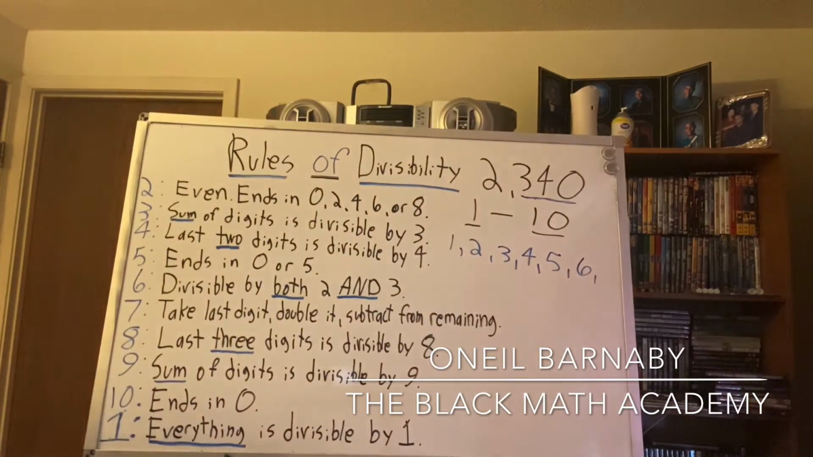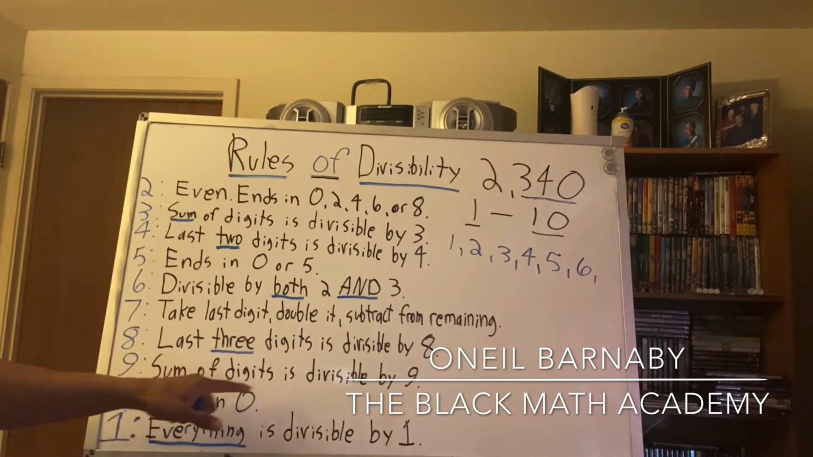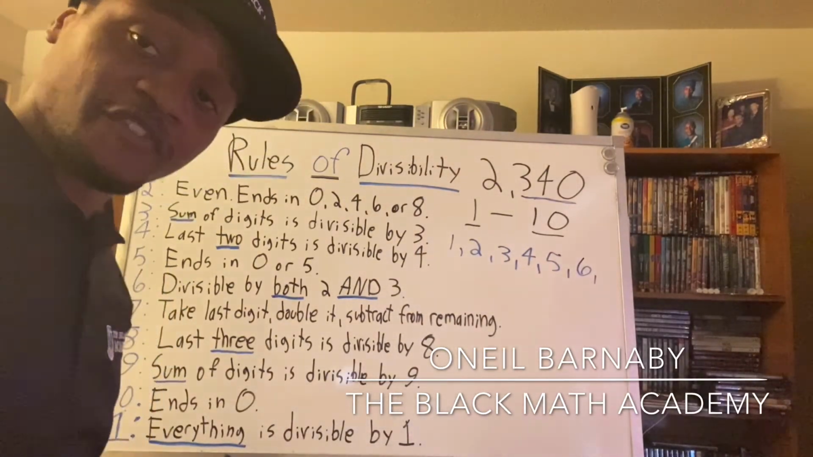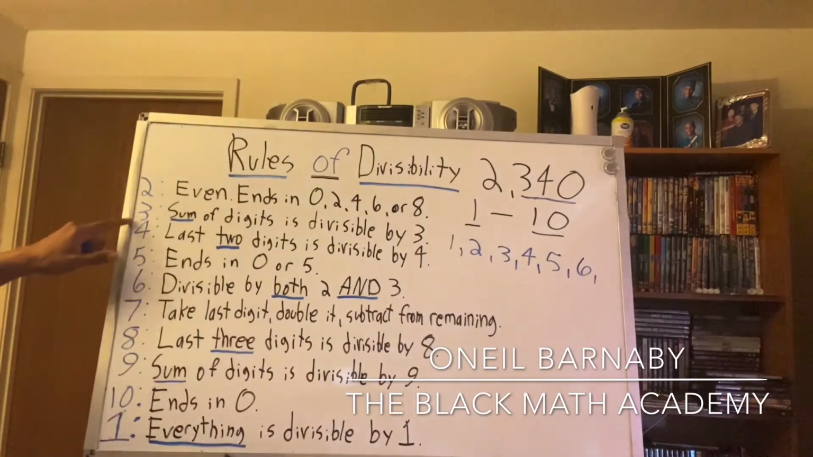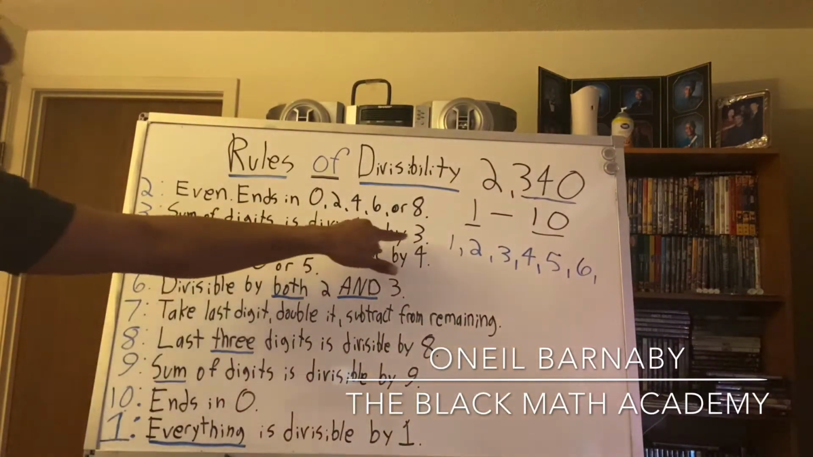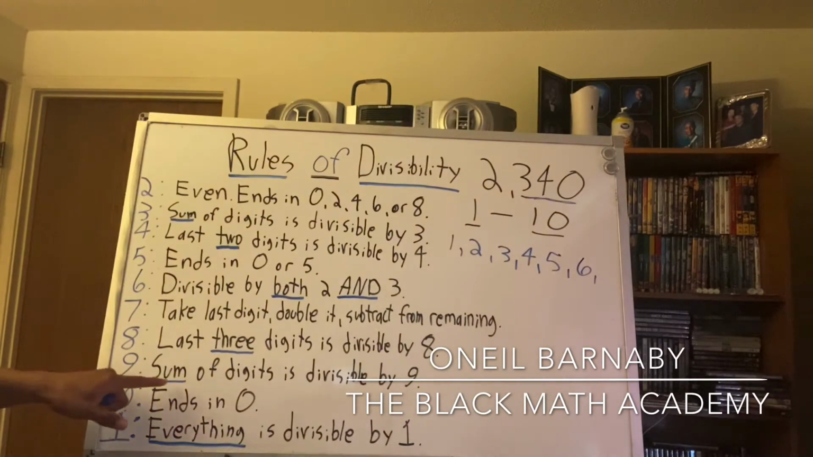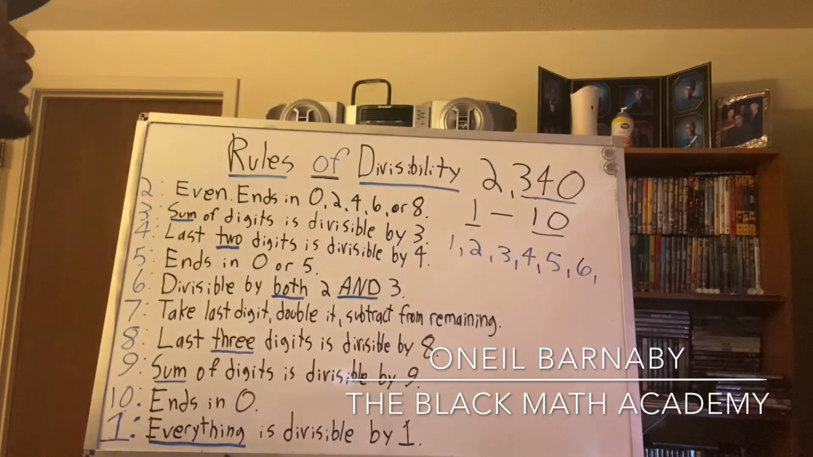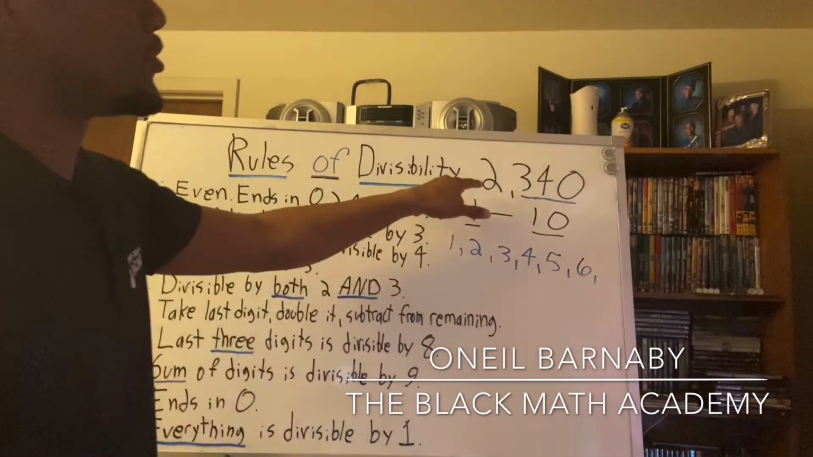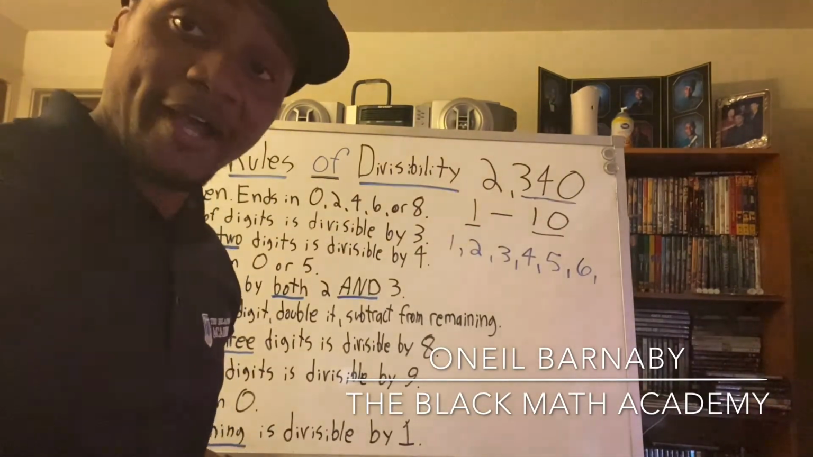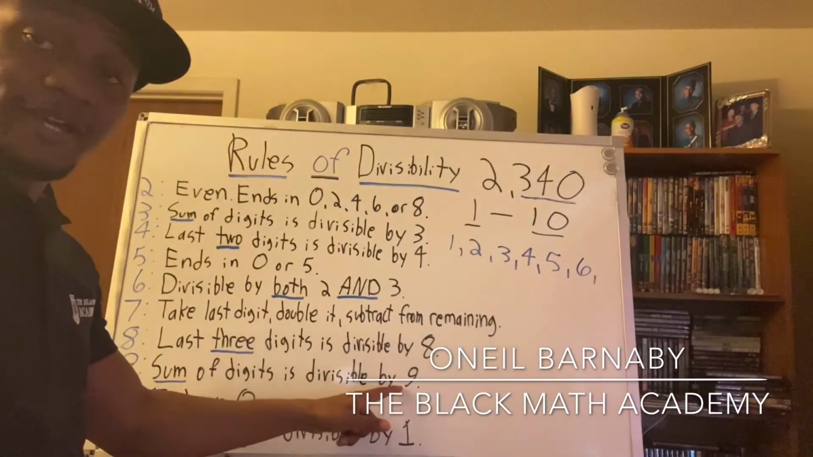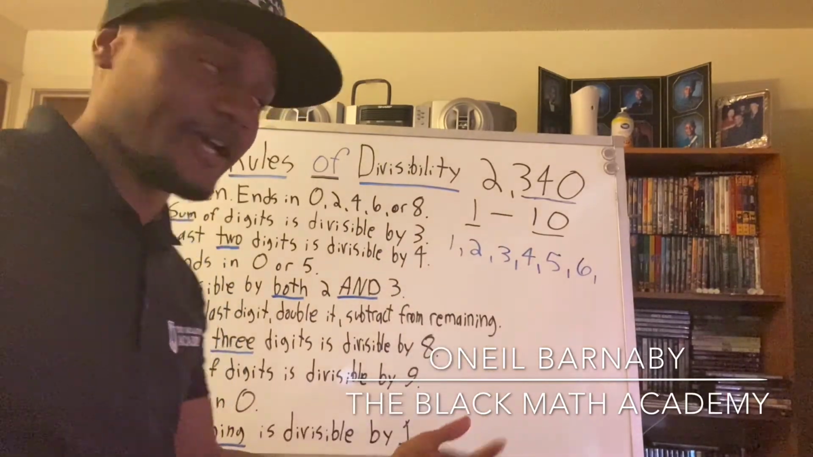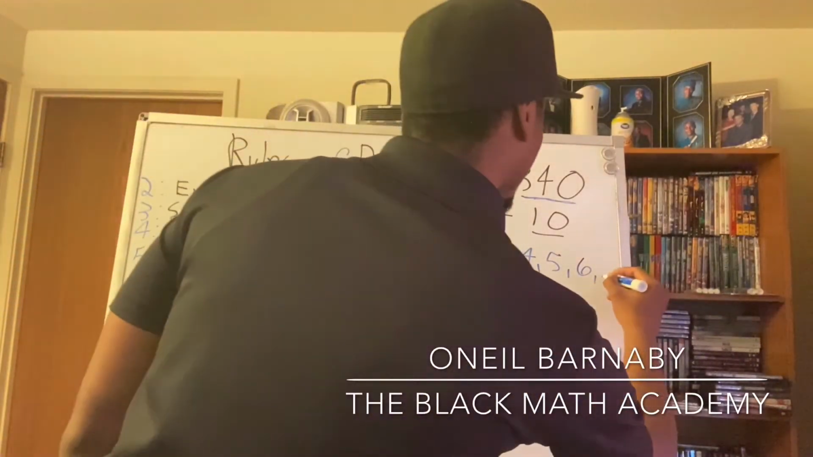The rule for 9 says that the sum of its digits is divisible by 9. So again, if we've been paying attention, it looks very similar to the rule for 3. 3 says the sum of its digits has to be divisible by 3. 9 says the sum of its digits has to be divisible by 9 this time. So it just makes sense. Since we already added these digits together, 2, 3, 4, and 0, that was a 9. 9 is divisible by 9. So therefore, 2,340 is divisible by 9. So we'll add 9 to our list.